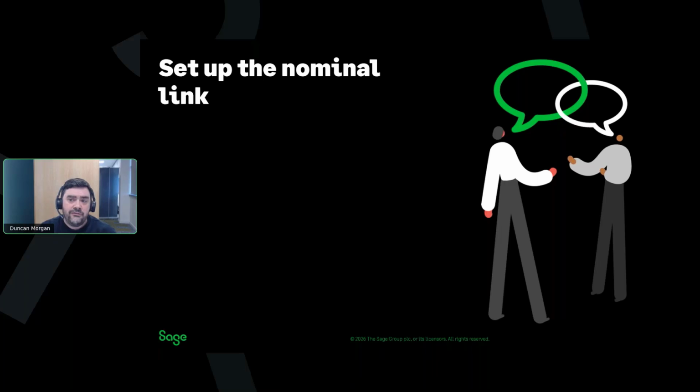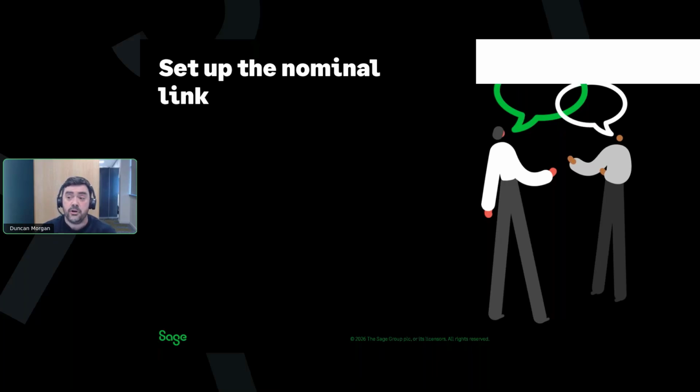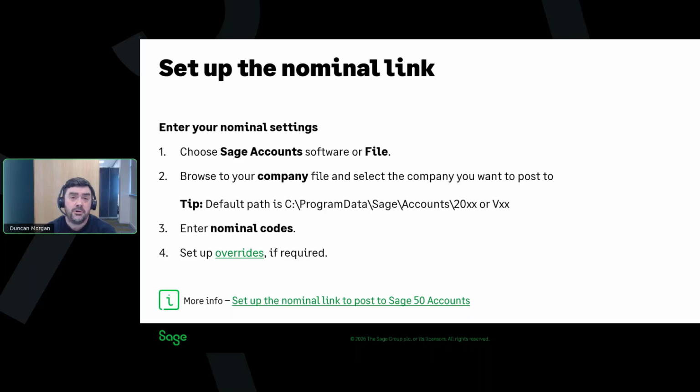Let me give you a quick overview of the steps involved in setting up the nominal link. You will need to enter nominal settings into Sage 50 Payroll. First of all, you would need to configure what account software you're posting to, whether that's Sage 50 accounts or Sage 200. Or if you're not using Sage accounting software, you can select the option to post to file, which means you can still use the nominal link, but instead of entering transactions into your accounts automatically, you'd be able to run a report showing you the journal entries that you need to enter. And you may be able to import that information into your software.